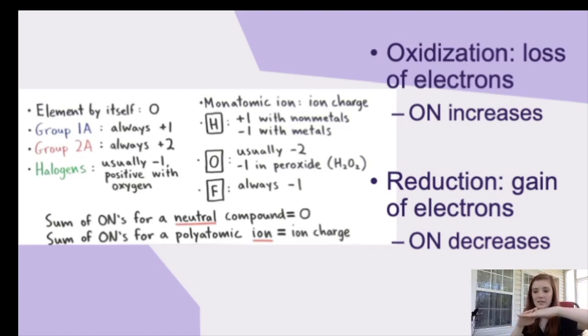So if this is my 0, 1 is of a greater value than -1, right? So it's saying when you gain electrons, that oxidation number is actually going to decrease. That's why we call it reducing. So the oxidation number itself is actually reducing. When an atom loses an electron, the oxidation number actually increases.